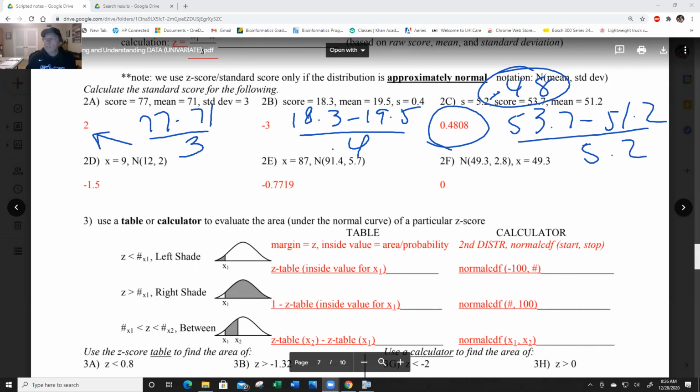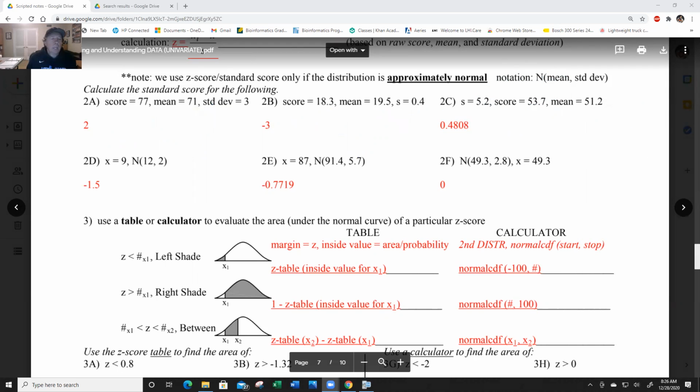Now, sometimes in parts 2D, 2E, and 2F, the notation means normal curve. The first number is the mean, the second number is the standard deviation. So normal curve, mean 12, standard deviation of 2. And x is our number. So we're going to go 9 minus 12 divided by 2, and we're going to get -1.5. Okay.